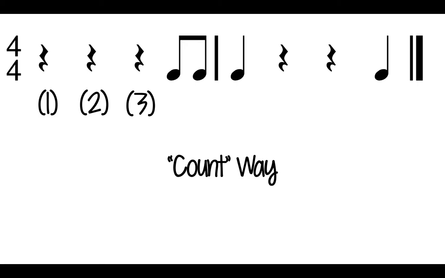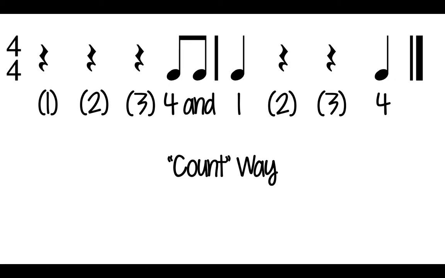Then we have TT. Our next number is 4, so it's 4 and. We have our bar line, so we start back over at 1. 1. Here's a rest. Another rest. 4. So all together without stopping, the count way sounds like this.